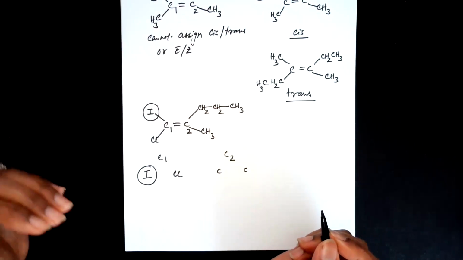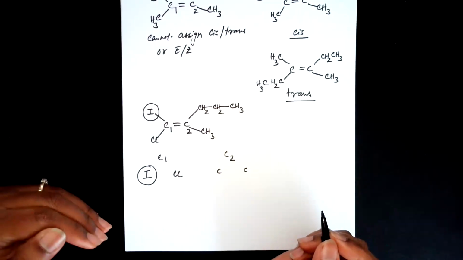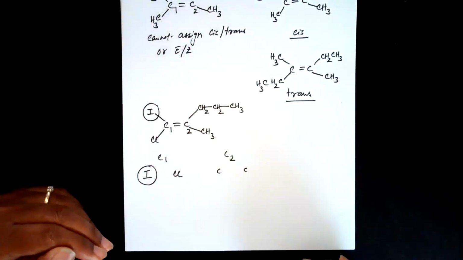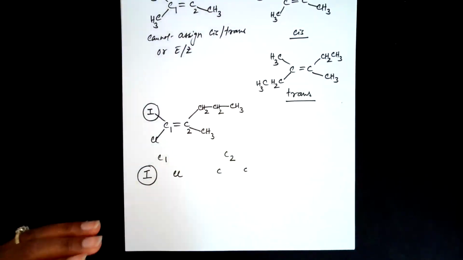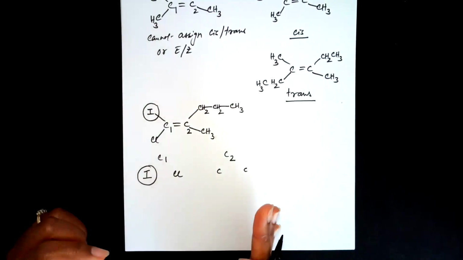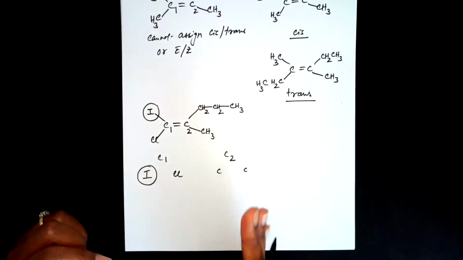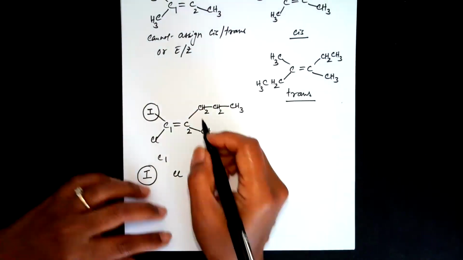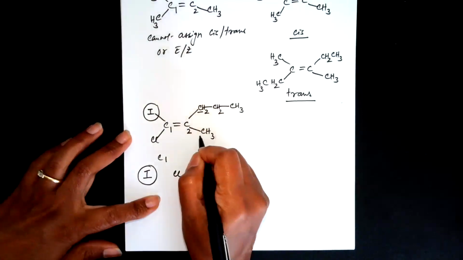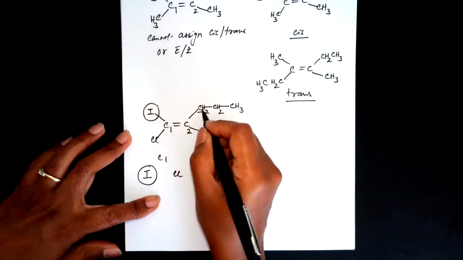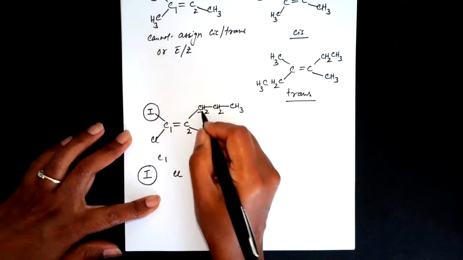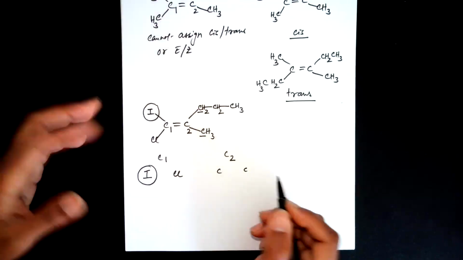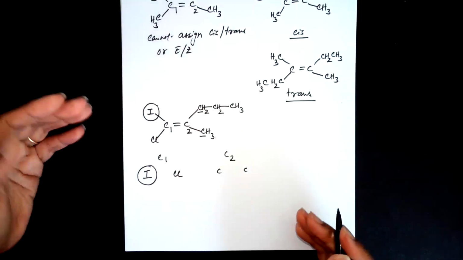If you can't decide based on the first point of contact, move on to the next point of contact. Wherever you are able to find that first difference in atomic number will help you make a decision. I wasn't able to make a decision based on the fact that C2 is connected directly to 2 carbons, so they're both the same. So let me just keep moving on.